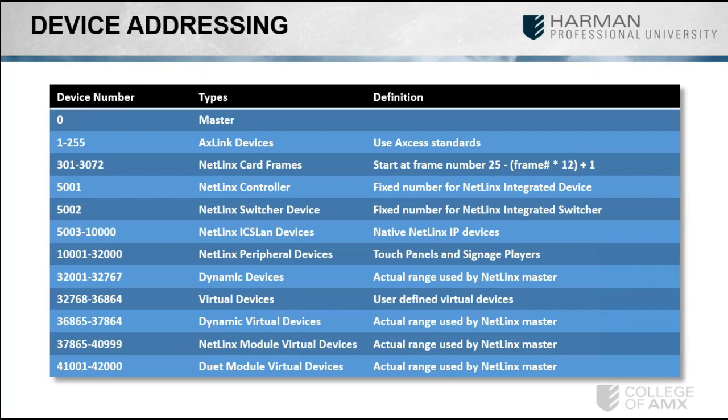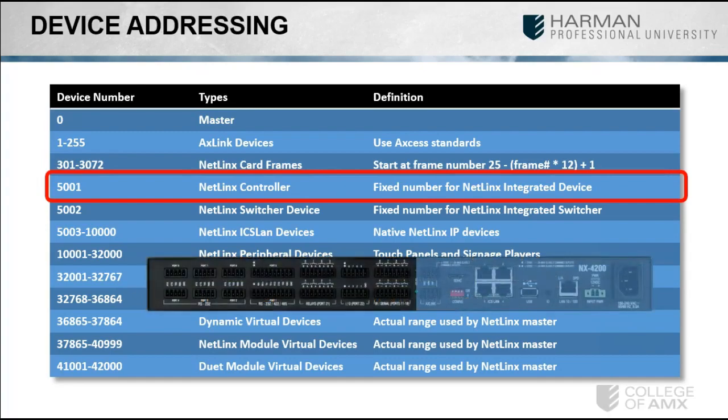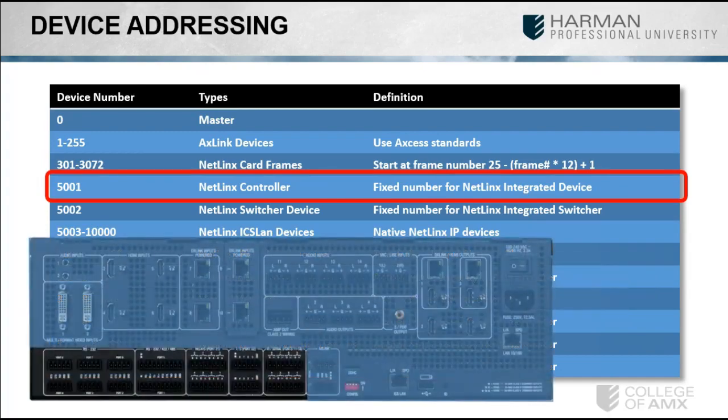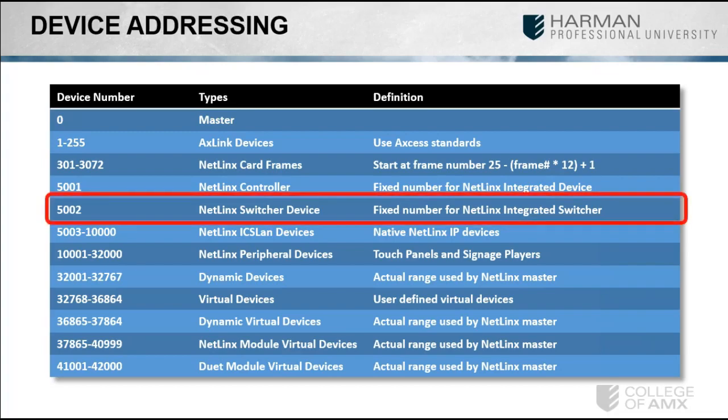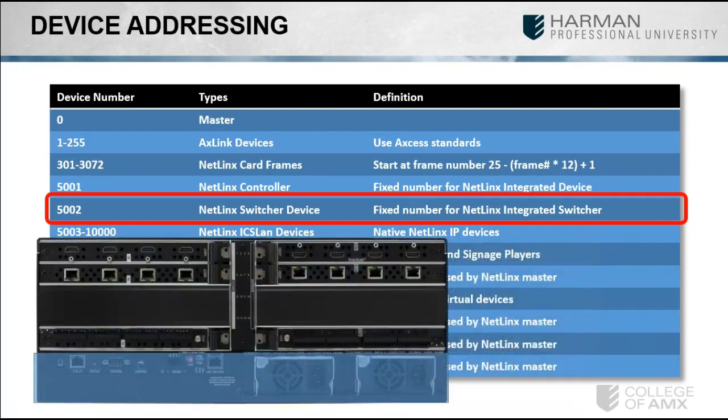Moving on, we have the 5001 device number, which is reserved for the NetLinx integrated controller. Current models which contain an onboard controller include all of the NX series integrated controllers and any of the Enova DVX all-in-one presentation switchers. Moving up the list numerically, we have the 5002 device number, which is reserved for the integrated switcher, which is found in the Enova DVX and DGX products.